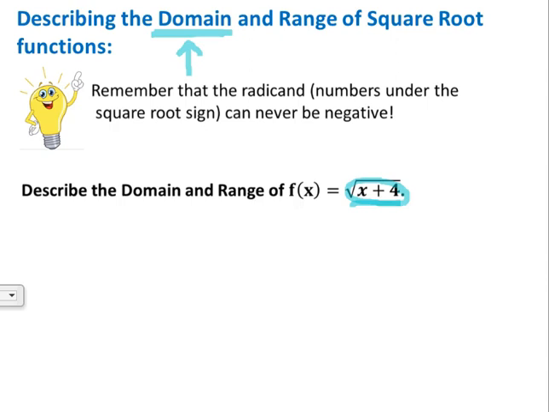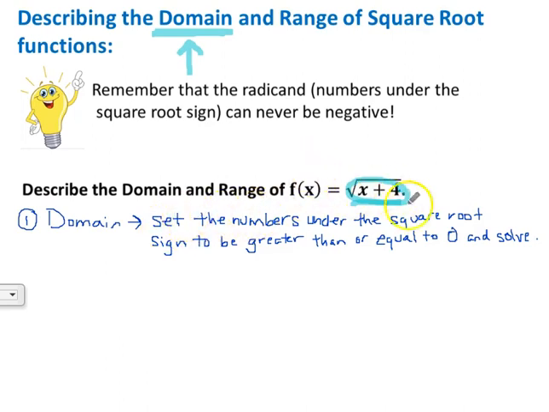So to find the domain, we're going to set just the numbers underneath the square root sign to be greater than or equal to 0, and then we're going to solve. Because remember our numbers can't be negative, that's why we're setting everything underneath the square root sign greater than or equal to 0.